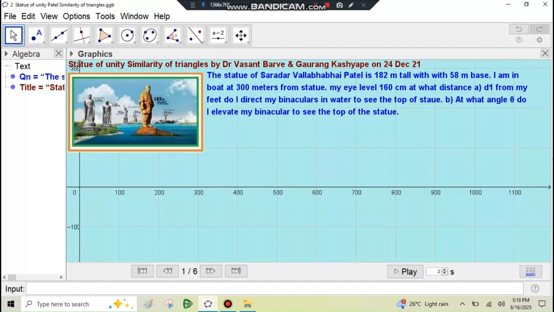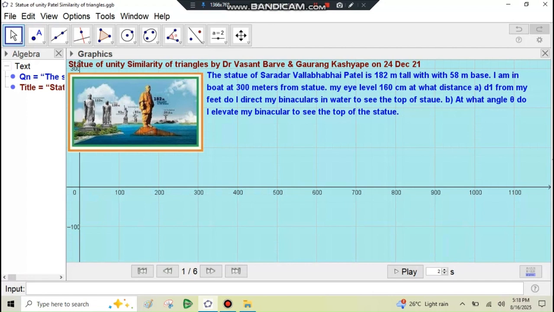The statue of Sardar Patel is 182 meter tall with 58 meter base. I am in the boat at 300 meters from statue. My eye level is 160 centimeter. At what distance A, D1 from my feet do I direct my binoculars in water to see the top of the statue? At what angle theta do I elevate my binocular to see the top of the statue?